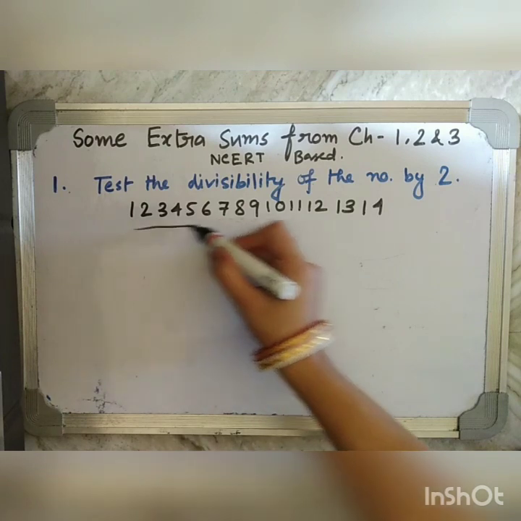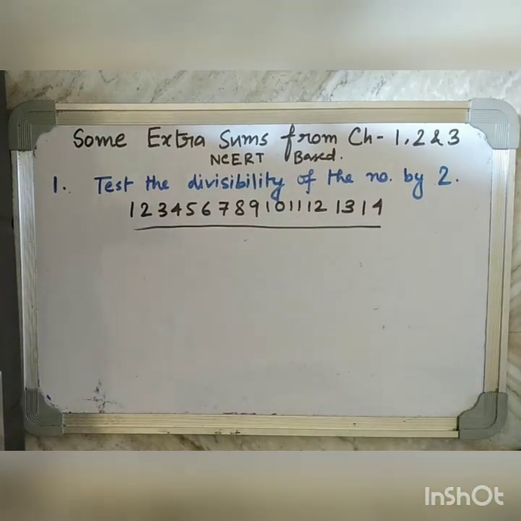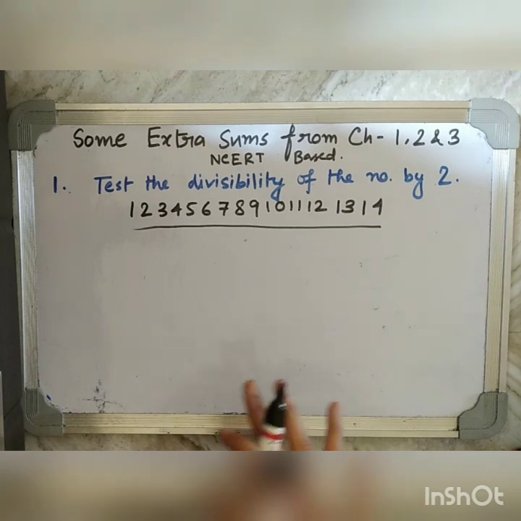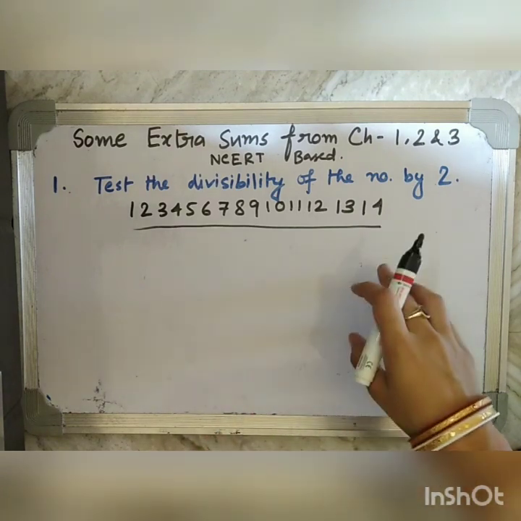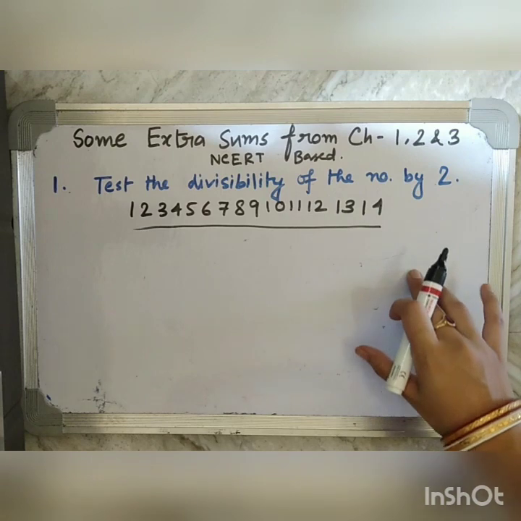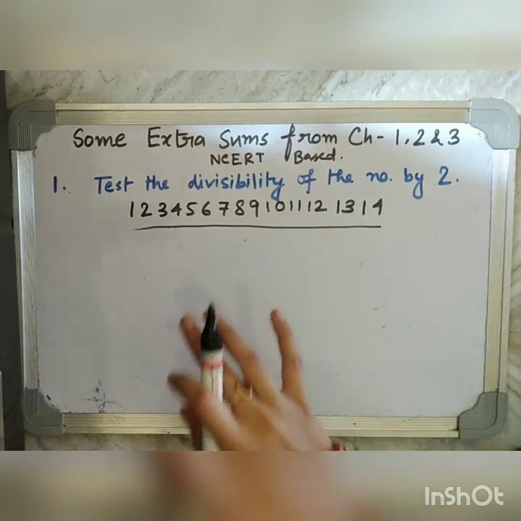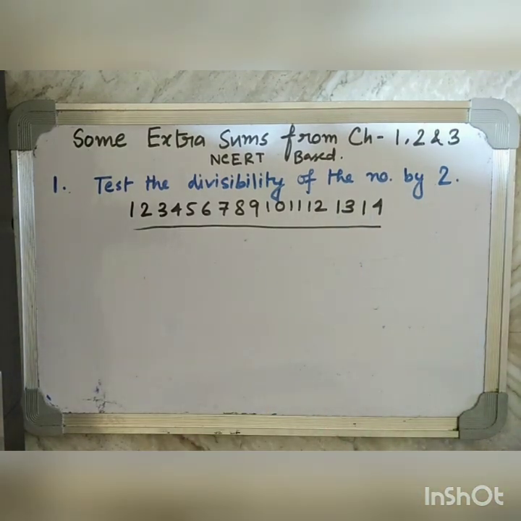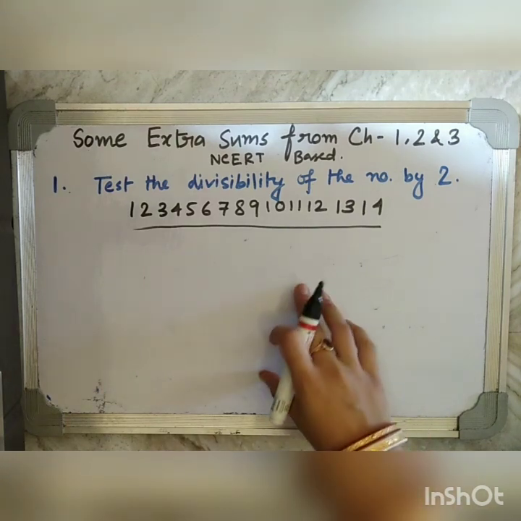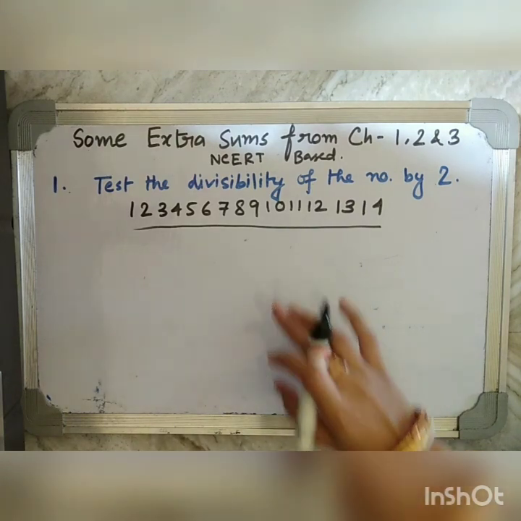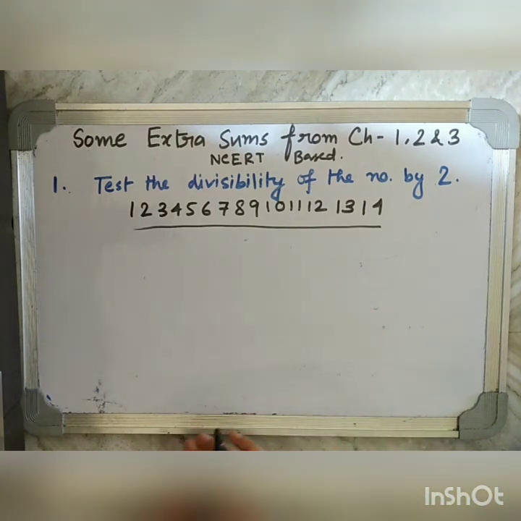And here is the given number. You may be scared after watching this number, but believe me, if you know the rule of divisibility by 2 of any number, then it is the easiest sum you have ever done. Test the divisibility means you have to check whether this number is divisible by 2 or not, by applying the divisibility rule.